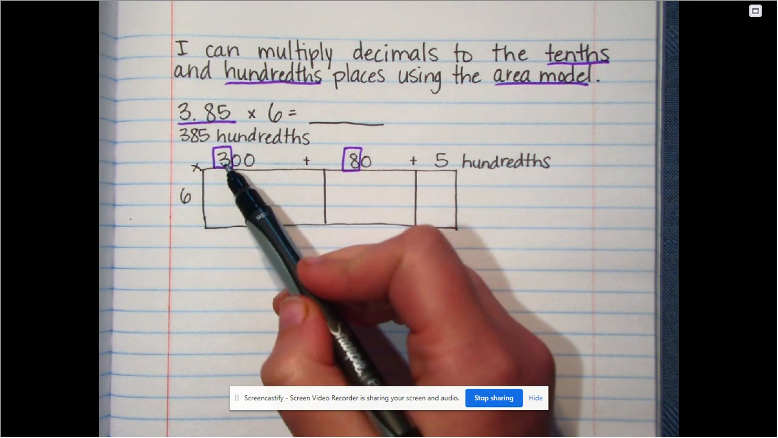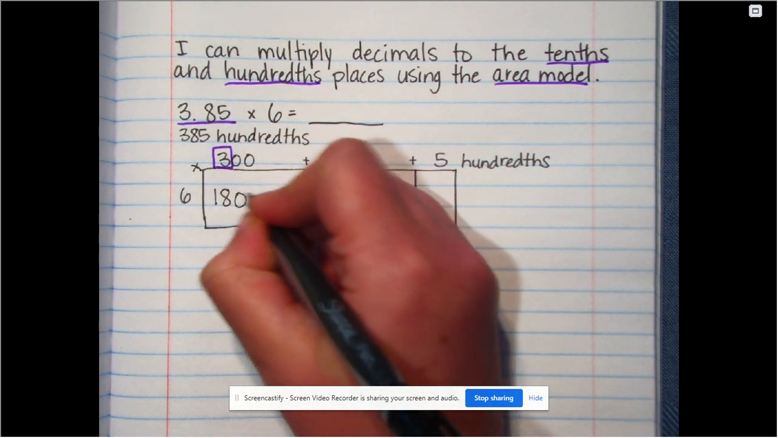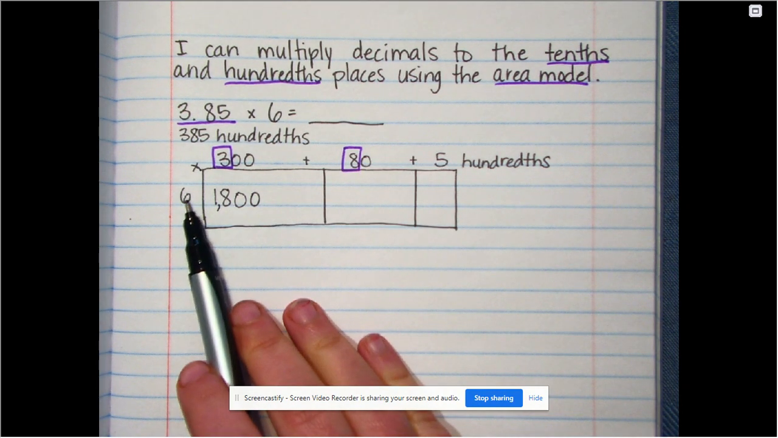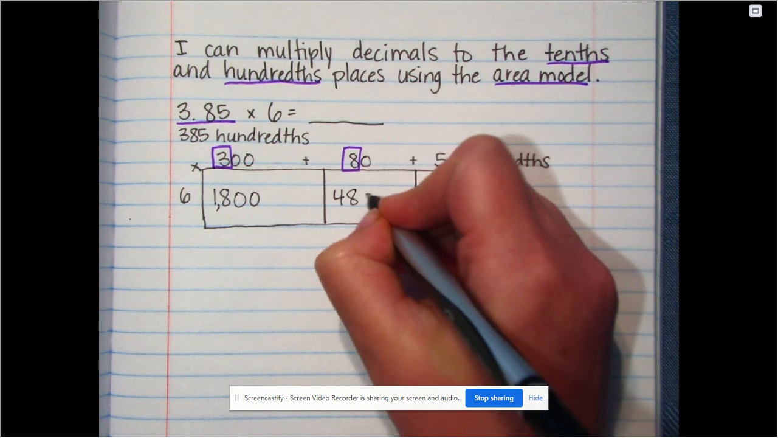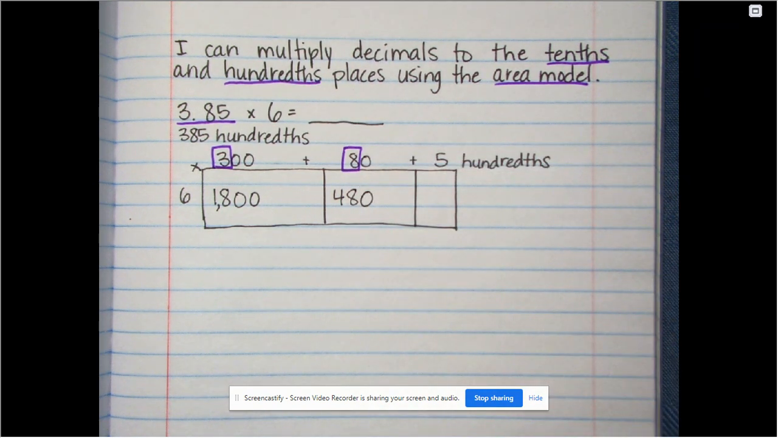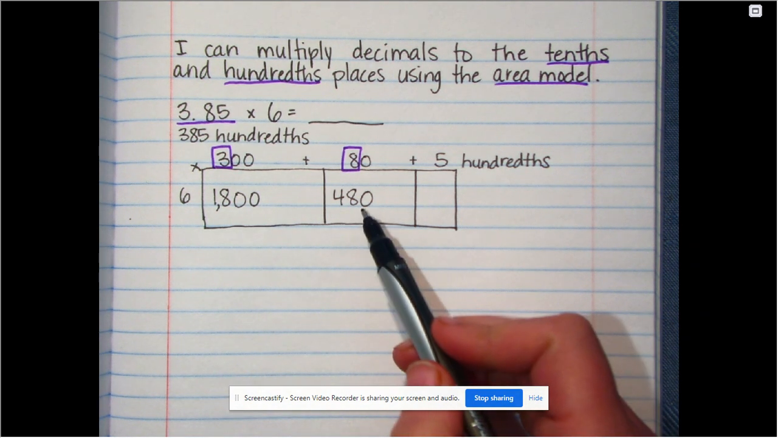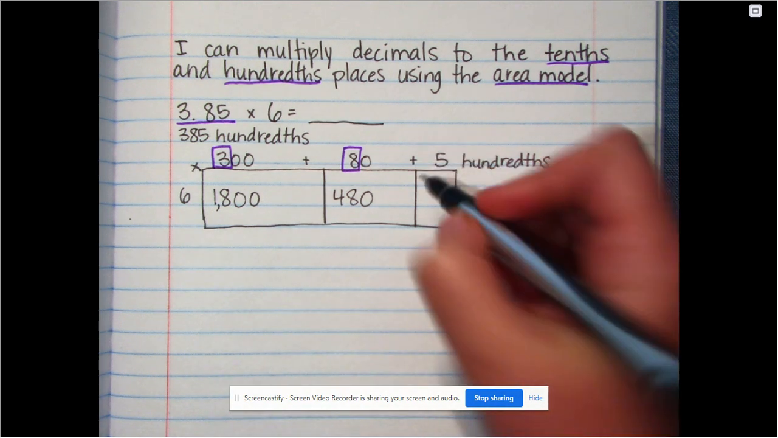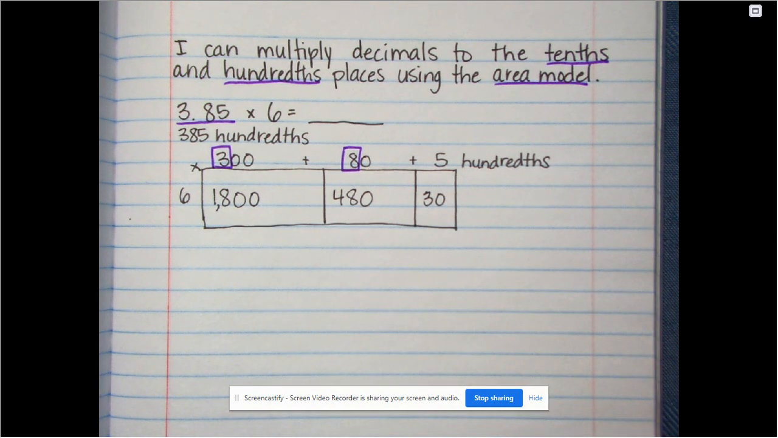So 6 times 3 is 18, and then I have 2 placeholders here. So I'm going to make sure that those go in my answer. And then I have 6 times 8 is 48, and I have 1 placeholder here. Just doing a quick check, 1,800 is much larger than 480, so right now my answers are checking out. Then 6 times 5 is 30, which is significantly smaller than the other two. So my basic check works out for this.